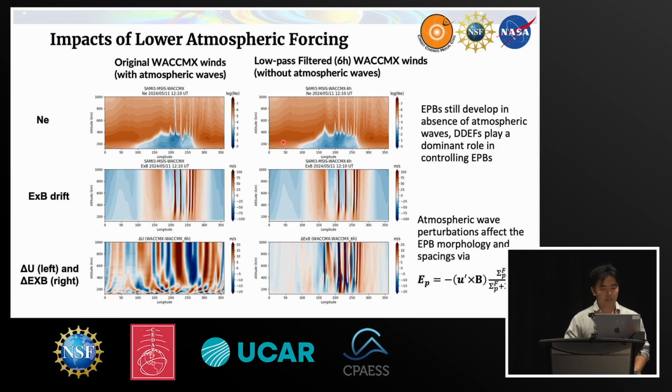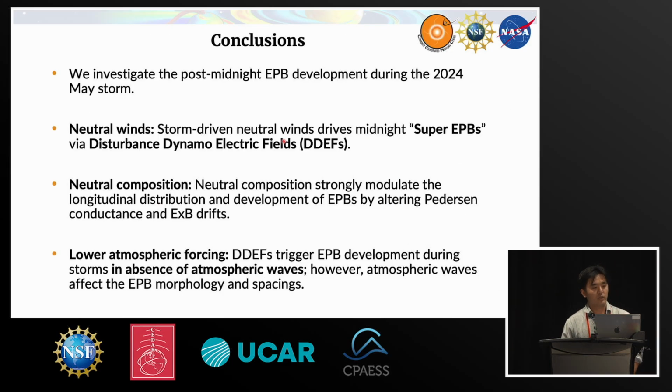So these are my conclusions. We investigated the post-midnight bubbles during the May storm. We find that storm-driven neutral winds contribute to the post-midnight plasma bubbles via disturbance dynamo electric fields. The neutral composition also strongly modulates the longitudinal distribution of plasma bubbles by altering the Pedersen conductance and the E cross B drifts. We also find that disturbance dynamo should be the primary driver to trigger the bubbles, because bubbles still develop in the absence of atmosphere waves, but the atmosphere waves can still affect the morphology and spacing of bubbles.